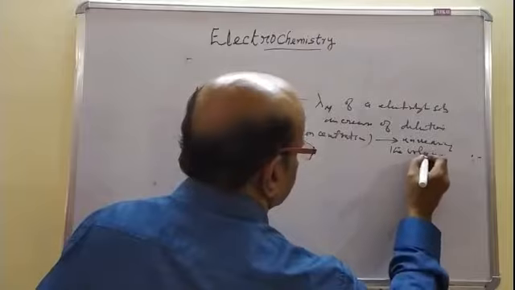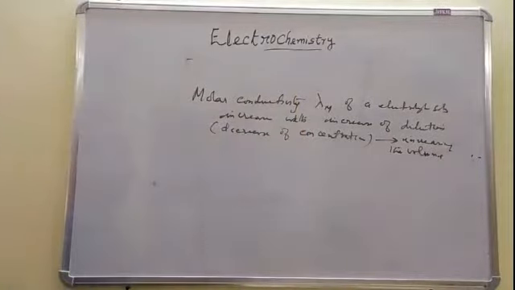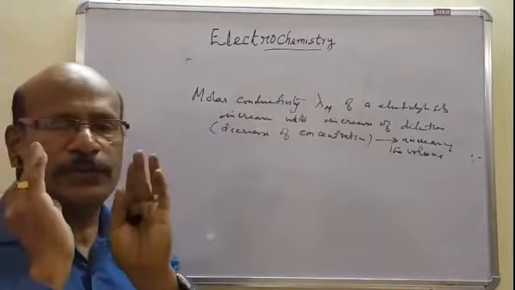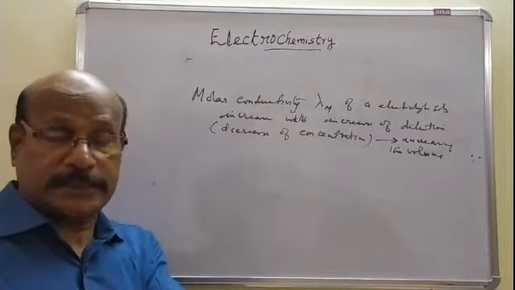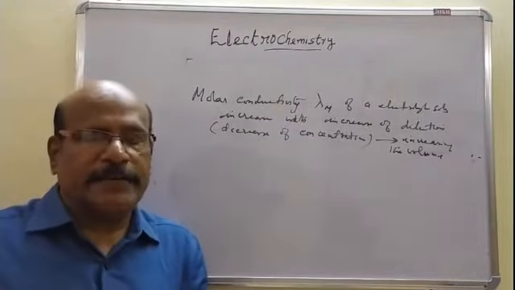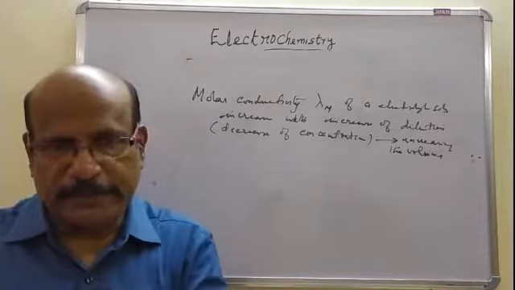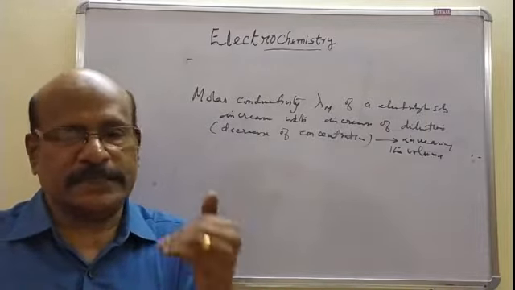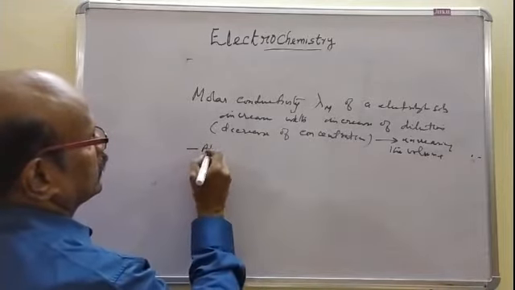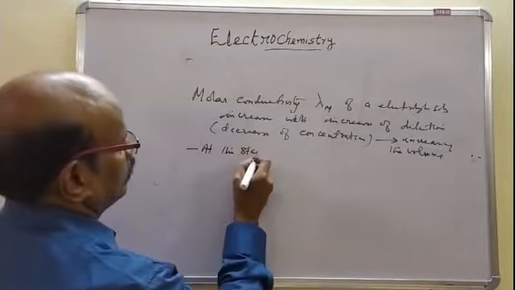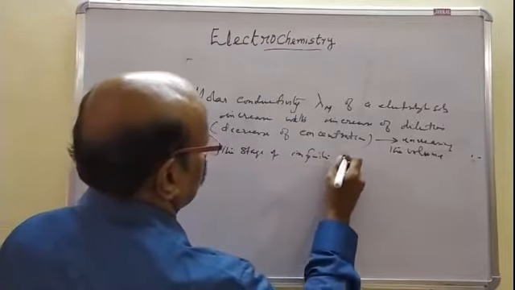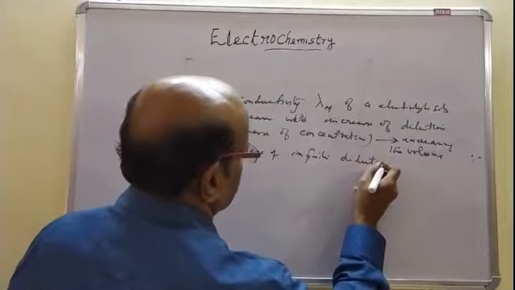So by increasing the volume, or by increasing dilution, or by decreasing the concentration, the molar conductivity goes on increasing. How far does it go? It goes on increasing and finally reaches a maximum limiting, constant value at the stage of infinite dilution, that is the maximum dilution.